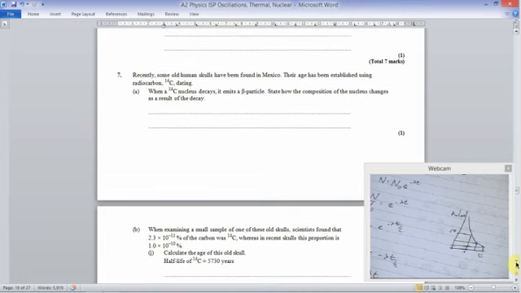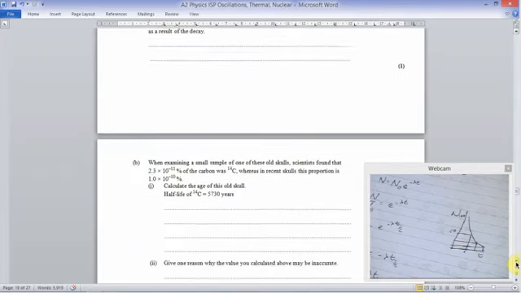Recently, some old human skulls have been found in Mexico. Their age has been established using radiocarbon dating. When a nucleus decays, it emits a beta particle. State how the composition of a nucleus changes as a result of the decay. Well, it has one less neutron and one more proton. So a neutron changes to a proton and releases an electron.